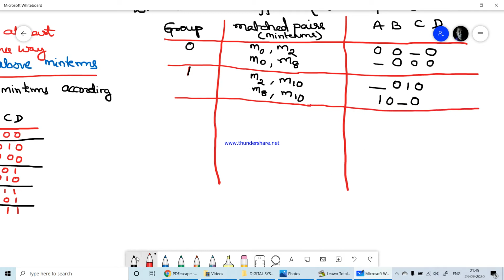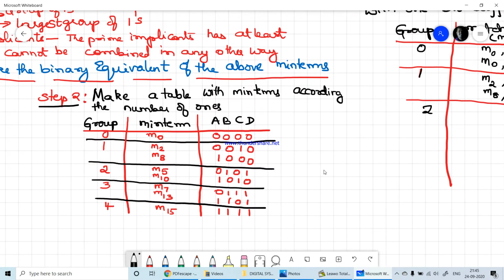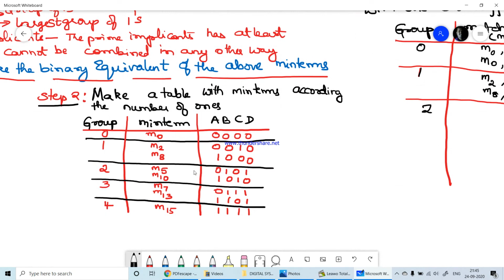Now coming to group 3, group 2 in this table. Now what will you do? I compared the 0 and 1 groups, and the 1 and 2 groups. Now my matching should be done between 2 and 3. So the 2 and 3 comparison will give M5 compared with M7 and M5 compared with M13. Similarly, M10 compared with M7 and M10 compared with M13.